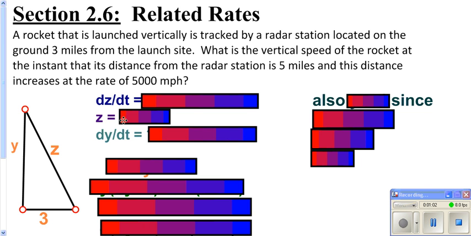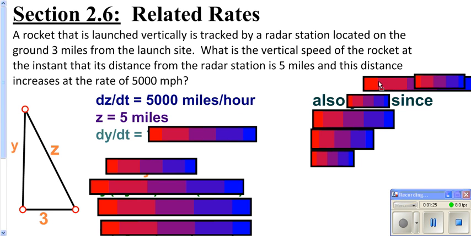So, we know at one point our distance from the radar station, z, will be 5 miles. But it's not always 5, so we still have to leave it as a variable. We know this rate, which is speed, which is distance over time, which would be the derivative of your distance with respect to time, is increasing at 5,000 miles an hour. Whenever you see a rate in a problem, remember that means your derivative. When you look at your units here, it's units of distance over units of time.